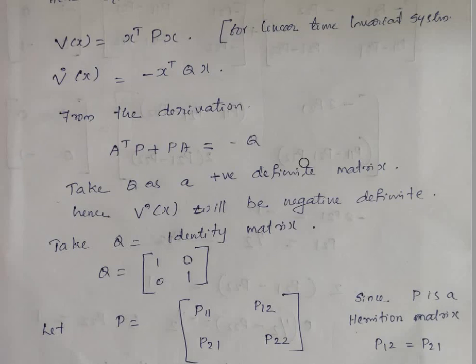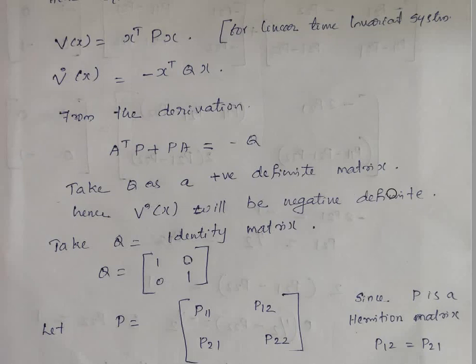So, for a linear time invariant system, we have to take A transpose P plus PA is equal to minus Q. And Q should be taken as a positive definite matrix. The equation is A transpose P plus PA is equal to minus Q. Q should be taken as a positive definite matrix.